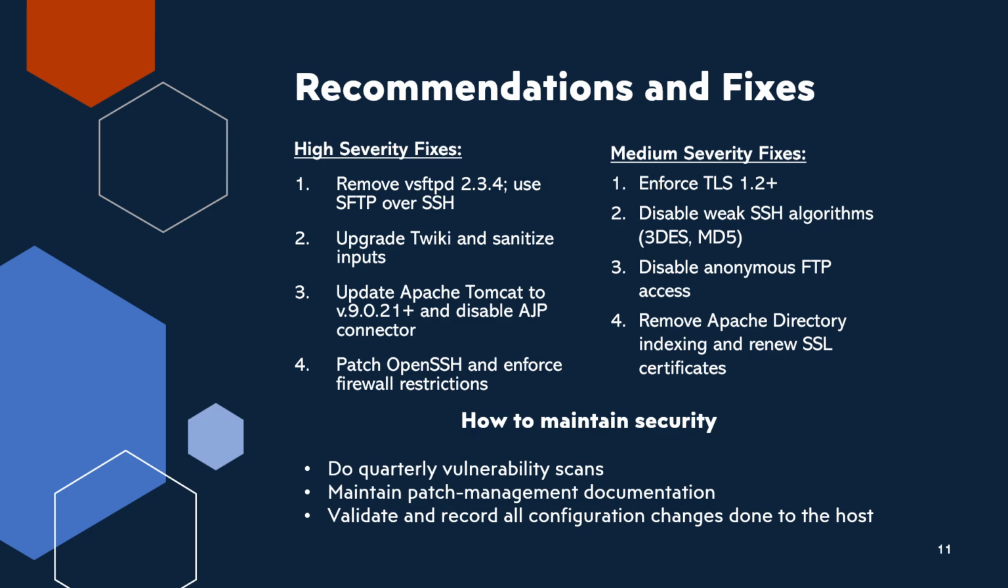So the recommended fixes: once the vulnerabilities were identified, I prioritized mitigation strategies. For high-risk issues, the fixes included removing VSFTPD 2.3.4 and switching to SFTP over SSH, upgrading TWiki, patching Apache Tomcat to a supported version, and applying the latest OpenSSH update along with stricter firewall rules. And for the medium severity problems, I recommended enforcing TLS 1.2 or higher, disabling any weak SSH ciphers, turning off any anonymous FTP, and cleaning up the Apache directory indexing to maintain security going forward.